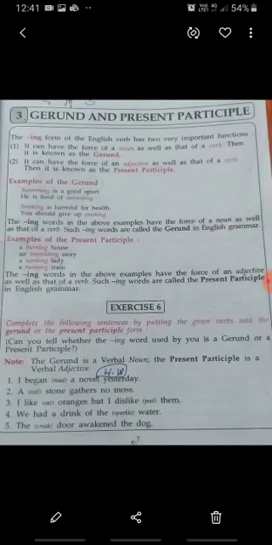Hello students, today we are going to learn our third lesson, gerund and present participle. The second lesson was infinitives. The second lesson and this third lesson are both based on the verb. So first we will see what a verb is.